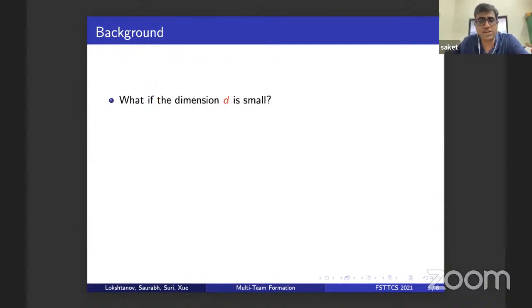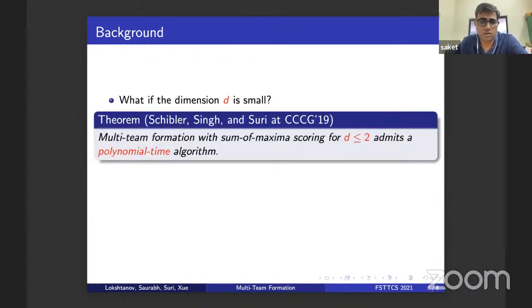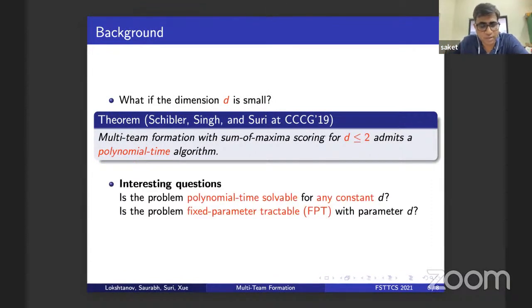Now, what if the dimension D is small? The earlier authors showed that this is polynomial time solvable for D at most 2. So the interesting question that was given to us was, is this problem poly time solvable for any fixed dimension D? In fact, is this problem fixed parameter tractable with parameter D? These are the 2 questions that we tried to answer in this paper.